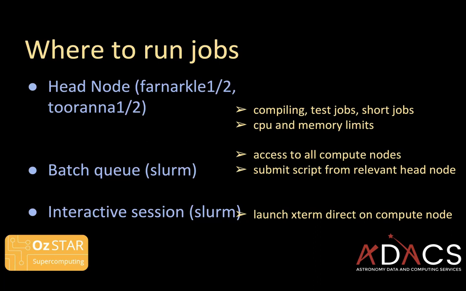So the main place to do your work is by accessing compute nodes through the batch queue, also known as the job scheduler. And so that's what we refer to as Slurm. So you submit your script to Slurm, requesting the resources that you need. And if you want to run your job on OzSTAR compute nodes, you just make sure you submit your job from one of the OzSTAR head nodes, so from Farnacle 1 or Farnacle 2. And if you want your job to go onto the Ngagu Tinderbeak compute nodes, then similarly you submit your job from one of the head nodes on that system, from Tuarana 1 or Tuarana 2.